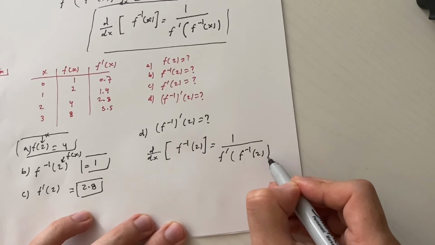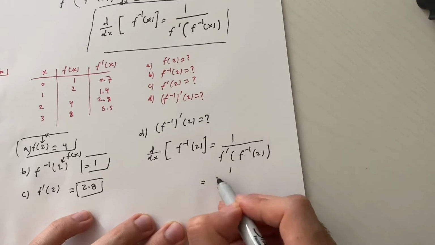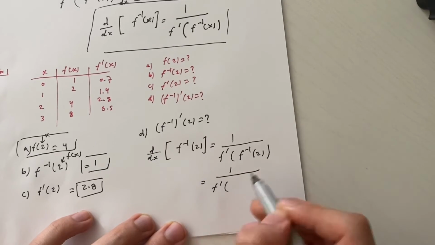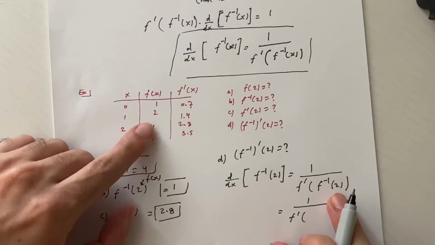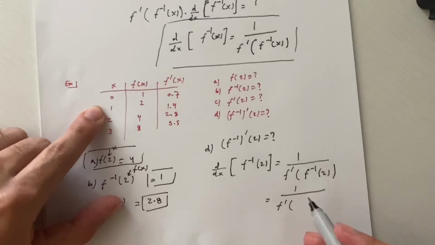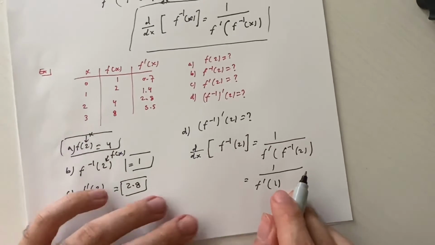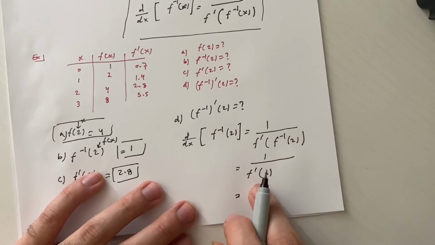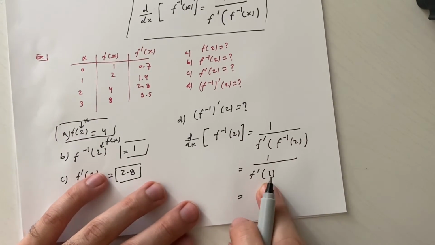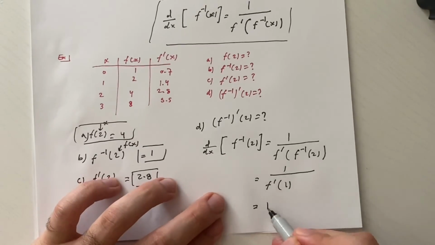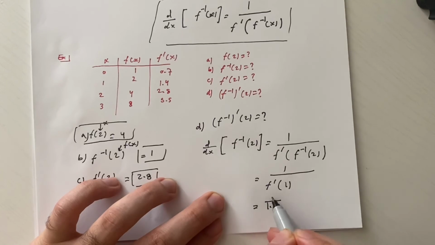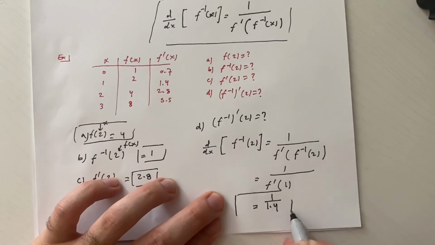Now first we have to find what f inverse of 2 is. F inverse of 2 from the table here is just 1. Now we have to find f prime of 1. We can find this from the table too. F prime of 1 is 1.4, therefore the answer is going to be 1 over 1.4.